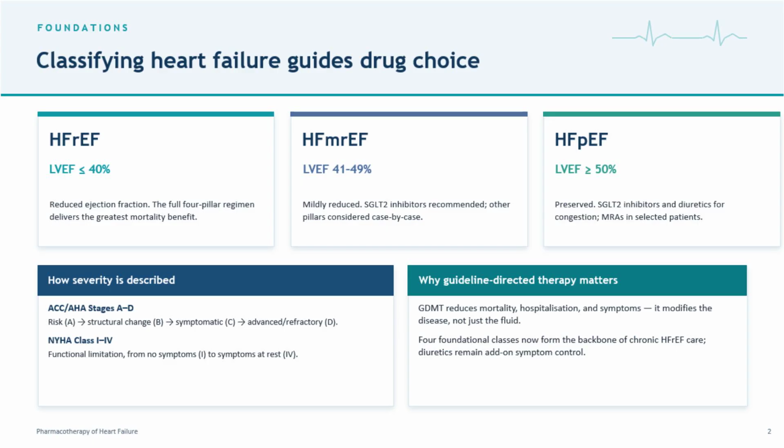Then we describe severity two ways: the ACC/AHA stages A through D, which is the structural journey, and NYHA class 1 through 4, which is how the patient actually feels. Keep both in your back pocket. And here's the line I want you to tattoo on your brain: guideline-directed therapy modifies the disease, it doesn't just move fluid around. That distinction is everything, and it's exactly where we're heading next.